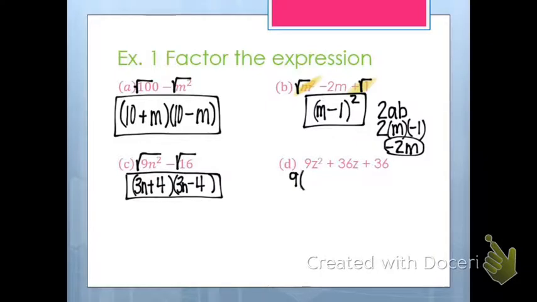So we start dividing. What's 9Z squared divided by 9? Z squared. You can put the 1 in front. You don't have to. Drop the plus sign. What is 36Z divided by 9? 4Z. And drop the plus sign. What is 36 divided by 9? 4. Now, remember, once we pulled out the GCF, we focus on our new problem in the parentheses. In this case, a new trinomial.